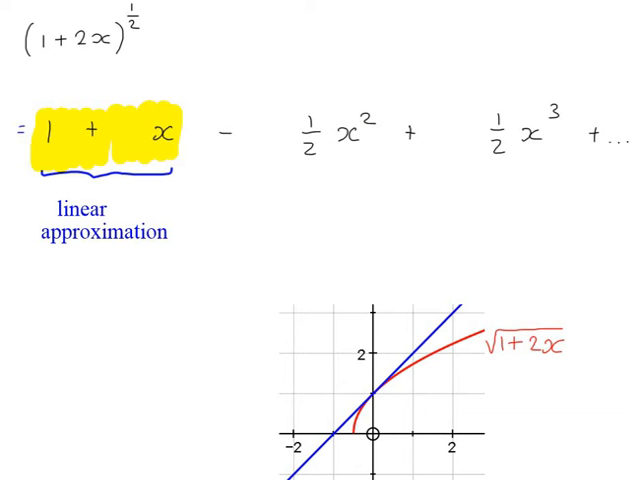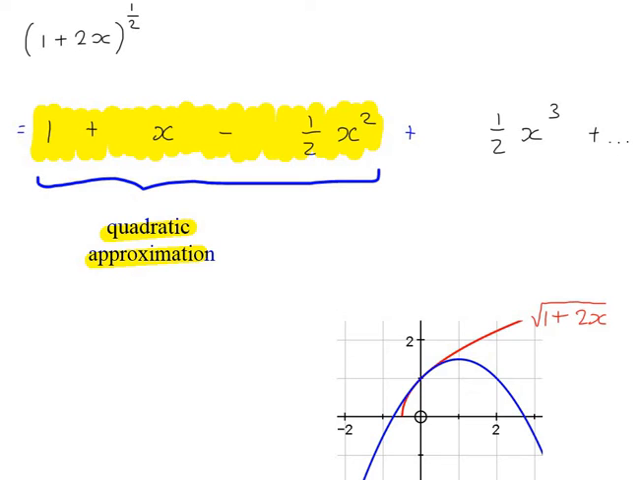So we go to a quadratic approximation. And now the graph of y equals 1 plus x minus a half x squared, the one in blue here, has more of an overlap with the original red graph than the linear approximation did. So this is an improvement already, but just for a small region around here, for a small narrow band of values of x.